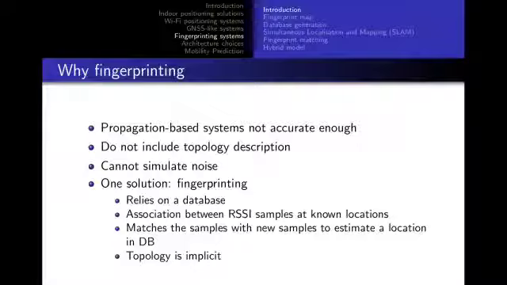So with this kind of system, since we make measurements or simulate the propagation, the topology is implicit because we include in the database values which take into account the topology without needing to do that online when you use the system.